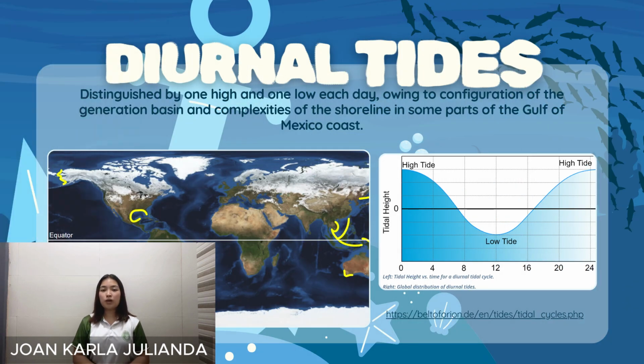Now for our second one, we have the diurnal tides. Diurnal tides are distinguished by 1 high and 1 low each day, owing to the configuration of the generation basin and the complexities of the shoreline. This type of tides refers to a situation when any region experiences only 1 high tide and 1 low tide. The term diurnal indicates a daily cycle which refers to the occurrence of 1 high and 1 low tide on a lunar day cycle. So, the time interval between the high and the low tide is approximately 12 hours and 25 minutes as well.